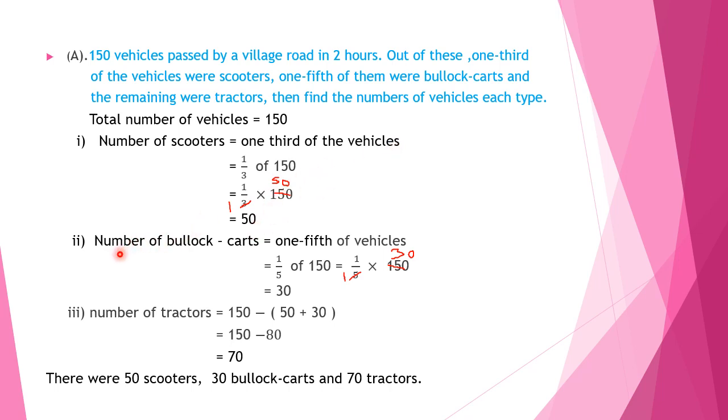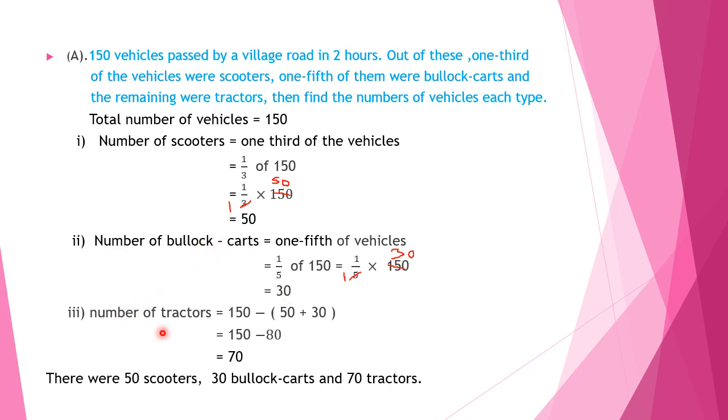Now you have to find the number of bullock carts. So it is already given. 1/5 of them were bullock carts. So 1/5 means 1/5 of 150. Now 1/5 of means multiplication, 150. Again we can cut, 5 tables. So 5 ones are 5 and 5 threes are 15, leaving 30. So 1 into 30, that is 30. So 30 bullock carts are there.